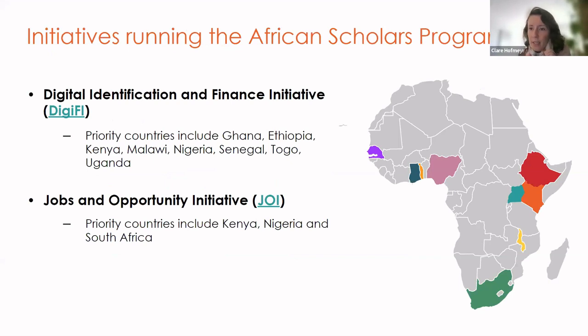So as I mentioned already, the two initiatives currently running the African Scholars Program are the Digital Identification and Finance Initiative, known as DIGIFY, and the Jobs and Opportunity Initiative, known as JOY. Each initiative funds projects across sub-Saharan Africa, but they both have a list of priority countries that they're particularly keen to fund projects in, and the good news is that Kenya is on both lists.